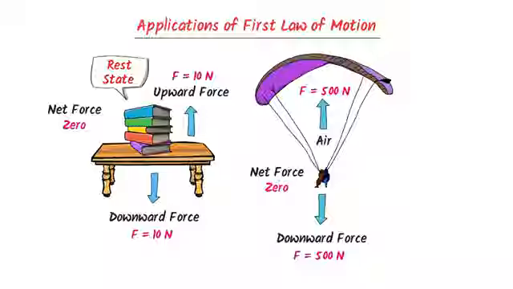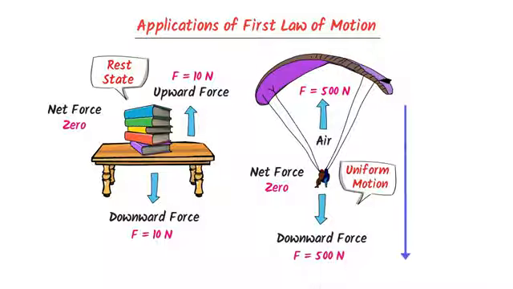But we know that this person is still in uniform motion, or moving with uniform speed towards the earth. Here, a lot of students are confused. They think that if the net force is 0, then why is the paratrooper moving with uniform speed towards the earth? Well, the answer is simple. It is due to inertia.